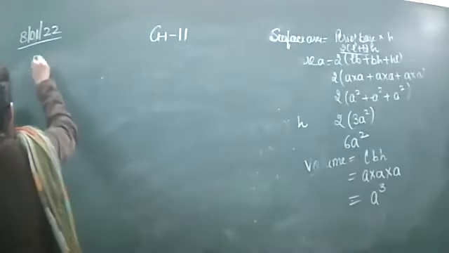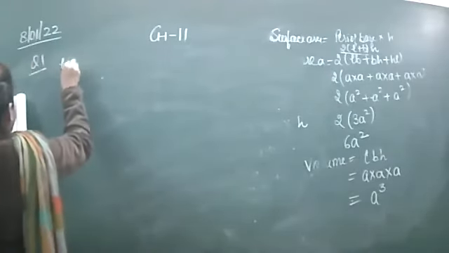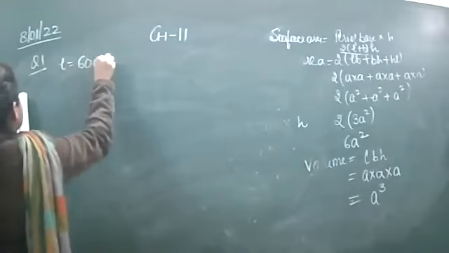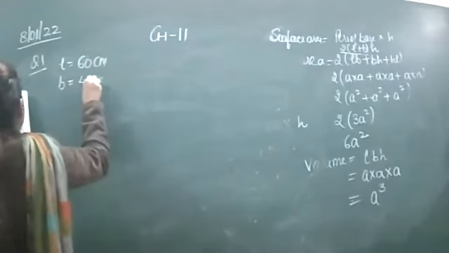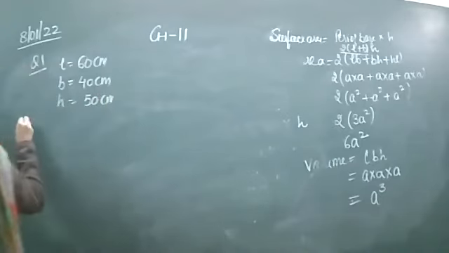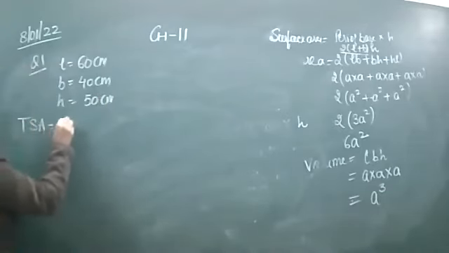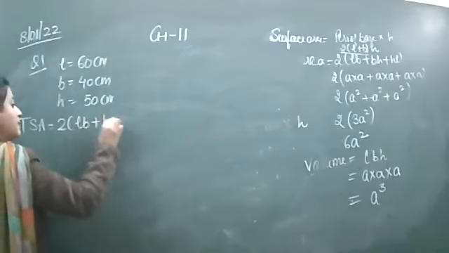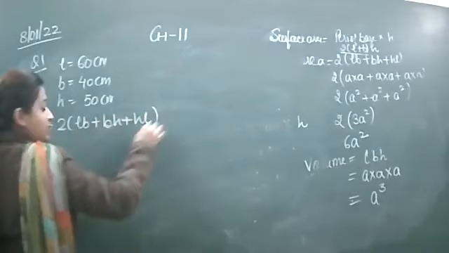So the first box is having length 60, breadth 40, and height 50. So let's find the total surface area. Total surface area, that is 2 into LB plus BH plus HL.